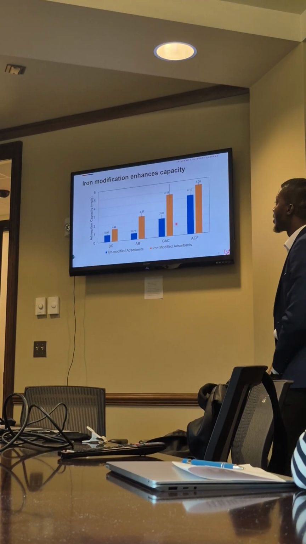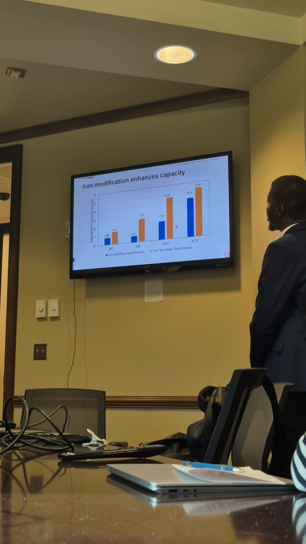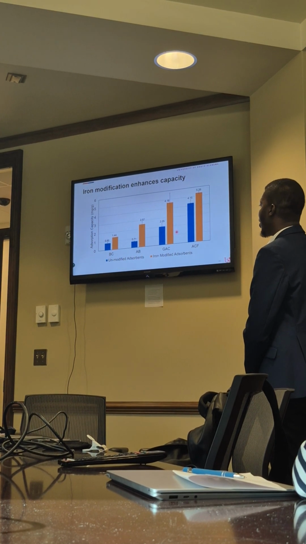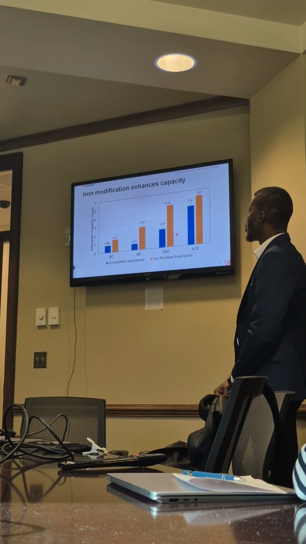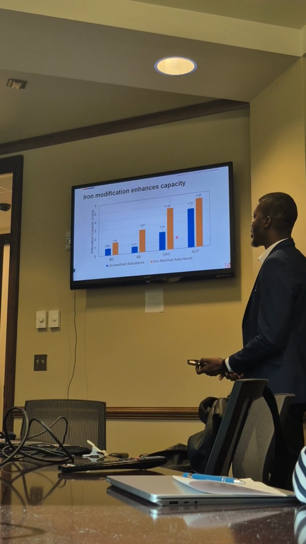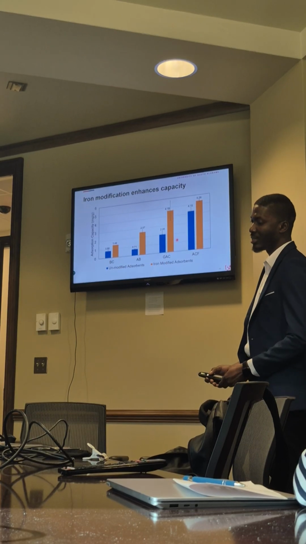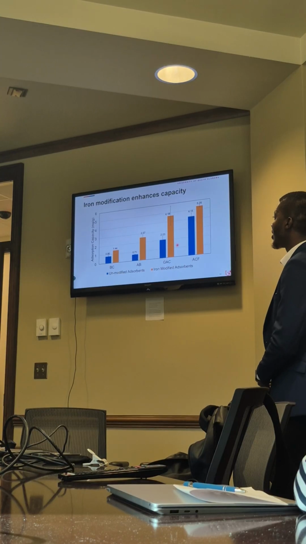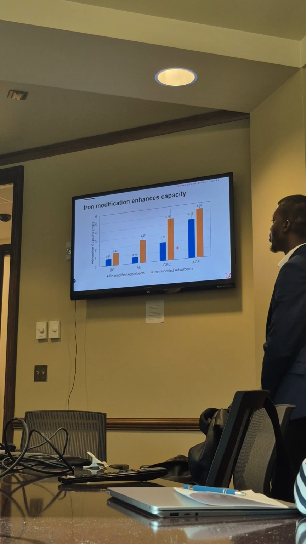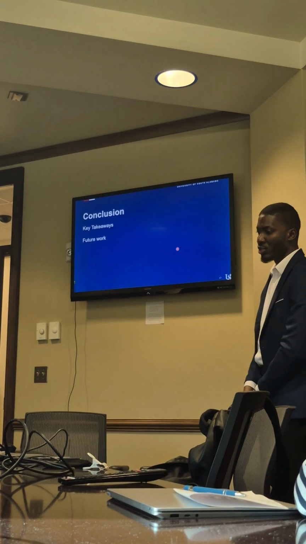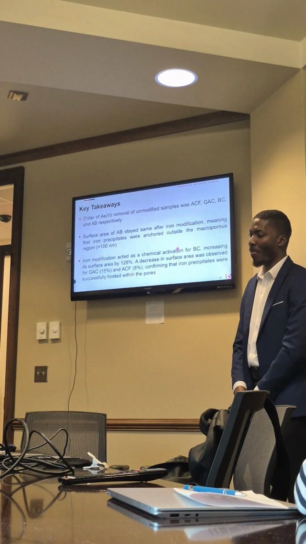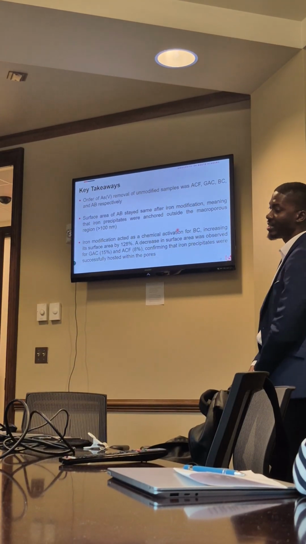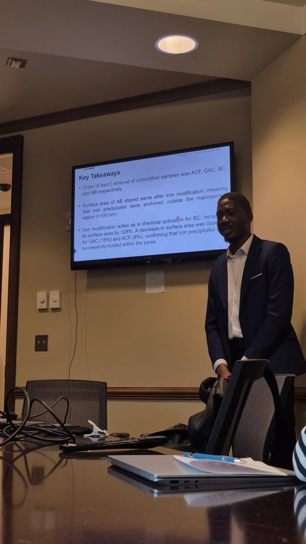So putting our graphs side by side, we wanted to see how much arsenate could be adsorbed with our ion modified and our raw adsorbents. On our x-axis, we have our adsorbents and we have our capacities on our y-axis. And we can see that after ion modification, the capacities of all our materials improved. So in conclusion, the order for our arsenate removal was ACF, GAC, BC, and AB respectively.